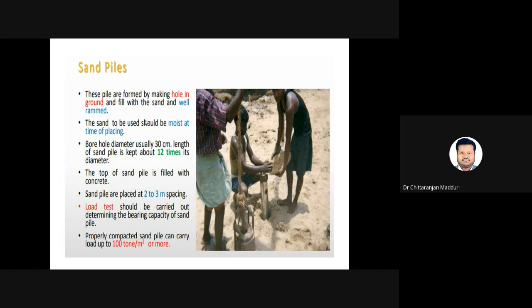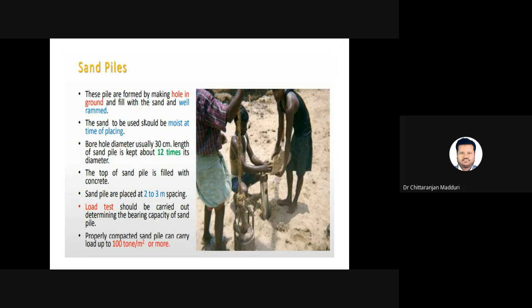Sand piles. These piles are formed by making a hole in the ground, filling it with sand and ramming it well. The sand to be used should be moist at the time of placing. Borehole diameter is usually 30 centimeters. Length of sand pile is kept about 12 times its diameter. The top of the sand pile is filled with concrete. Sand piles are placed at 2 to 3 meters spacing. A load test should be carried out to determine the bearing capacity of the sand pile. A properly compacted sand pile can carry a load of up to 100 tons per meter square or more.